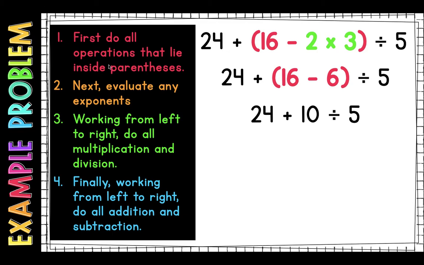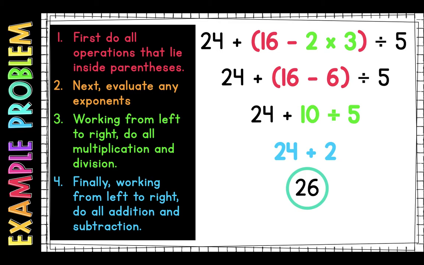I don't have any parentheses anymore. I don't have any exponents. Now I'm going to work left to right and look for any multiplication and division, and I see 10 divided by 5. So I'm going to simplify that division and rewrite the expression as 24 plus 2. Finally, I need to do any addition or subtraction, so 24 plus 2 will give me 26.